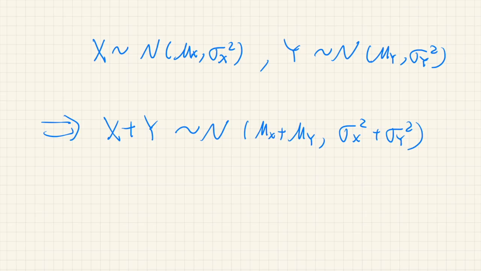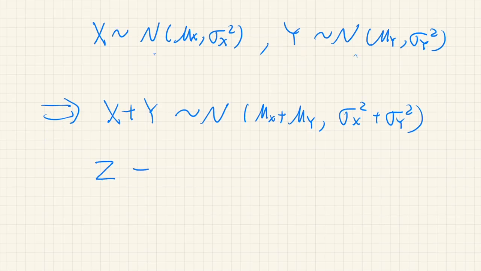Alright, in this video we show that the sum of two independent normally distributed or Gaussian random variables is again a normally distributed random variable. More specifically, if x is a random variable that follows the normal distribution with the mean of mu x and the variance of sigma x squared, and y is another random variable that follows the normal distribution with the mean of mu y and the variance of sigma y squared, then x plus y is a random variable that follows the normal distribution with the mean of mu x plus mu y and the variance of sigma x squared plus sigma y squared. Okay, let's start.